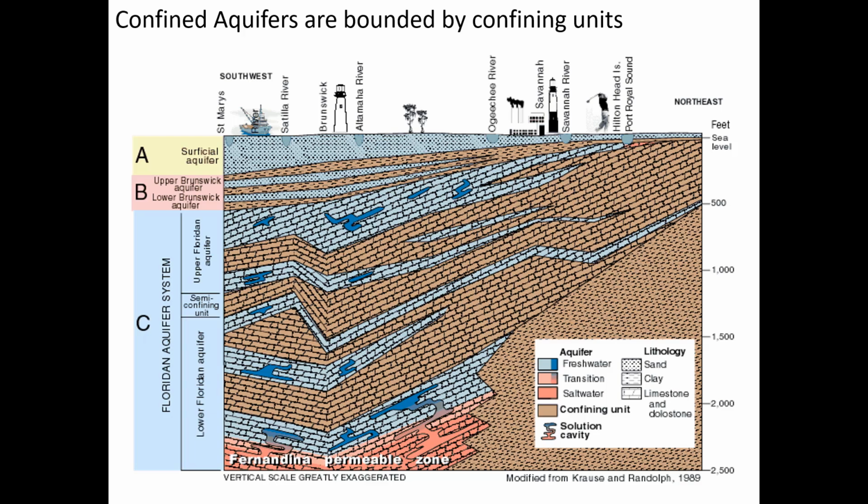The most common type of aquifer is a confined aquifer, which consists of an aquifer layer sandwiched between two confining units. As shown in this cross-section of Florida, there may be many confined aquifers stacked one on top of the other. In this diagram, the uppermost confined aquifer is the Upper Brunswick, and the lowest is the Fernandino permeable zone of the Lower Floridan aquifer. Notice that, unlike the unconfined aquifer, the thickness of the confined aquifer cannot vary.